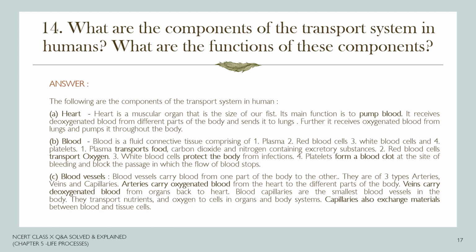Then the third component are the blood vessels, which are again of 3 types: arteries, veins and capillaries. Arteries carry oxygenated blood from the heart to different parts of the body. Veins carry deoxygenated blood from organs back to the heart. And then capillaries are the smallest vessels. They're very thin, and so exchange of materials between blood and the tissue happens through the capillaries. And they transport the nutrients, oxygen to cell, and so on.